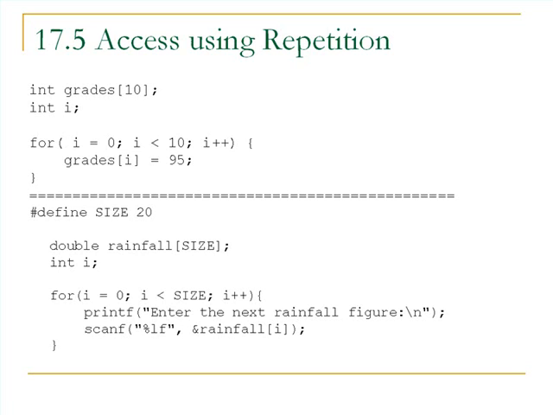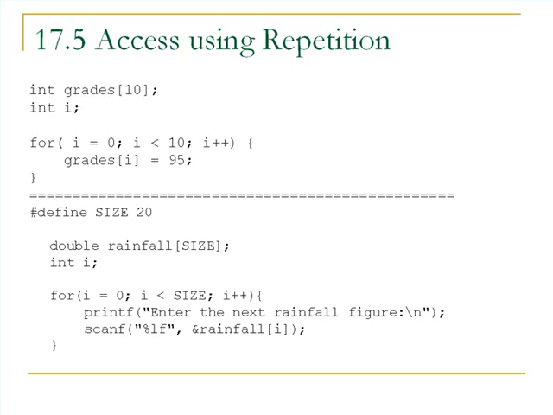In the second example, down below the dashed line, we have an array of double elements called rainfall, and it's declared to have 20 elements in it. So 20 is the size, a defined constant. It's not a variable. So you can't have a variable sized array in C.